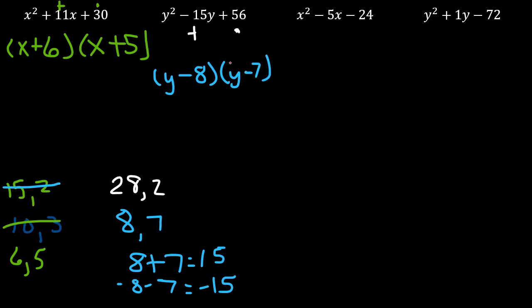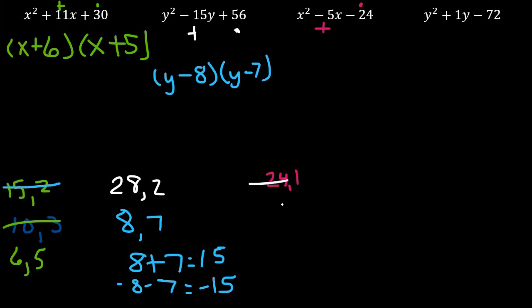For the next one, x squared minus 5x minus 24, we're looking for two numbers that multiply to negative 24 and add up to negative 5. Again, let's think of the numbers that multiply to 24. We could have 24 and 1, which is totally valid, but there's no way to get 24 and 1 to work. 24 plus 1 is 25, and 24 minus 1 is 23, so we can cross that one off.